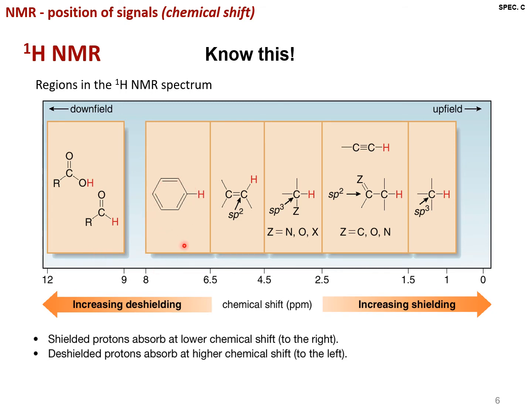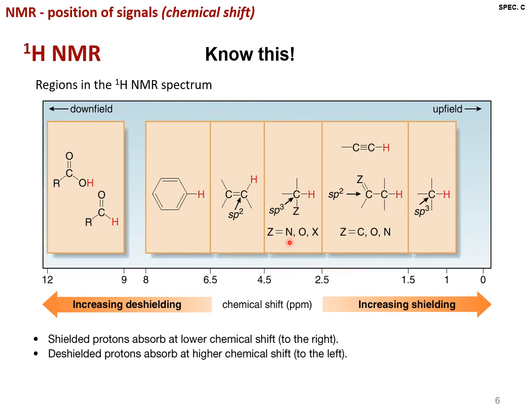Aromatic rings invariably will be between roughly 6.5 to 8 parts per million. So if you have any peaks in a proton NMR spectrum that you are analyzing that appear in this region, you should have a clue that a benzene ring is probably present in the molecule. Here we have hydrogens attached to double bonds, which appear a little bit further upfield than those on a benzene ring. Hydrogens on carbons bearing electronegative atoms are going to be anywhere from 2.5 to 4.5.